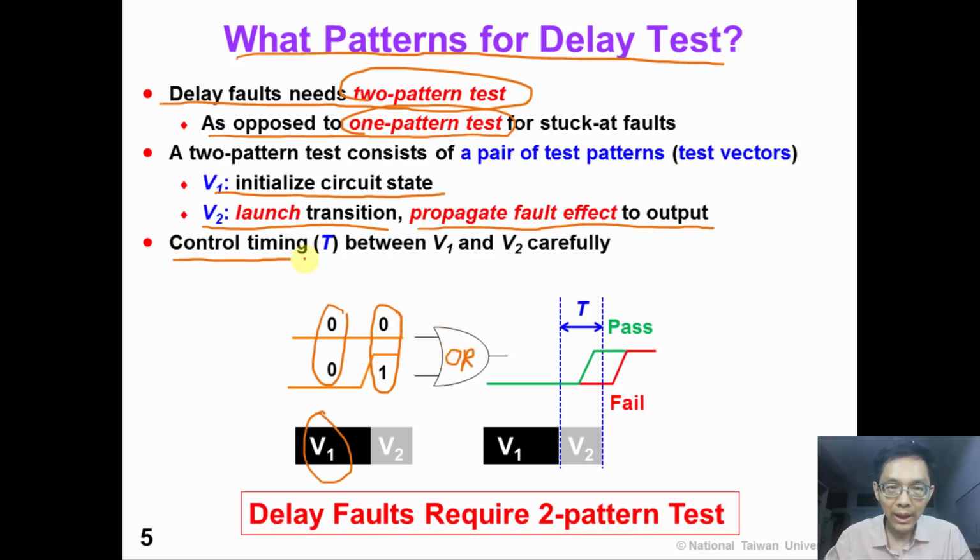We can control the timing T between V1 and V2 so that we can determine whether this circuit passes or fails the test. If the output rises before the time T, it passed the test. If the output rises after time T, then it failed the test. So, in summary, delay fault requires a 2-pattern test.